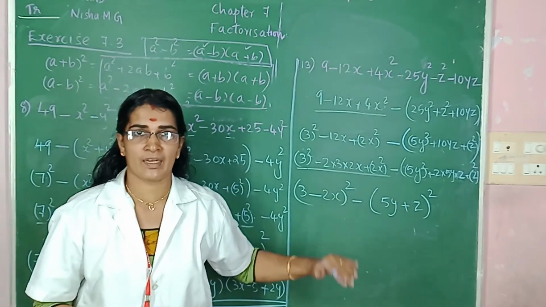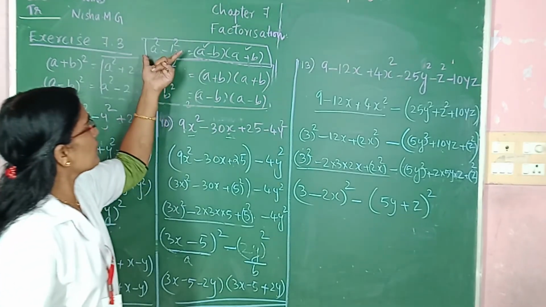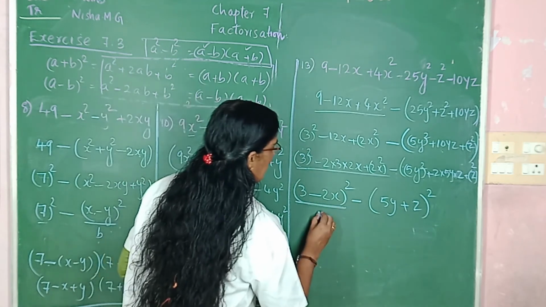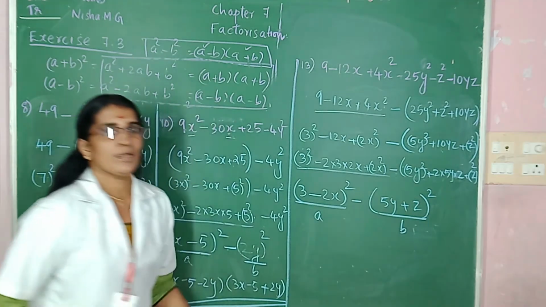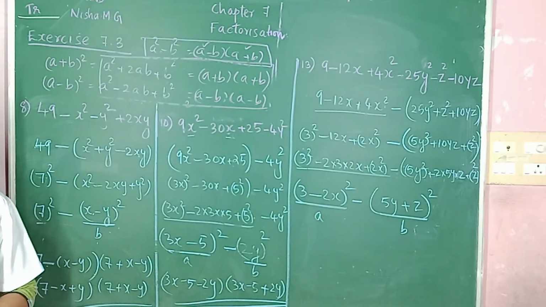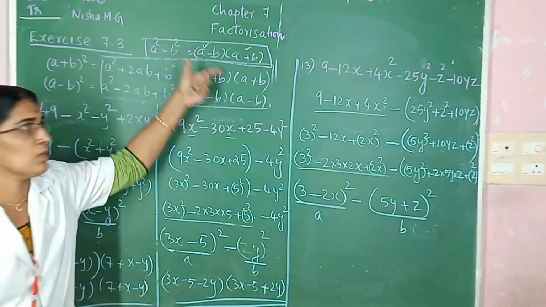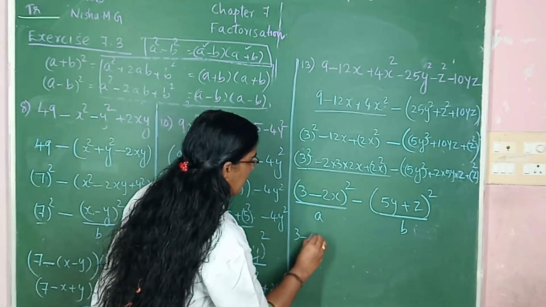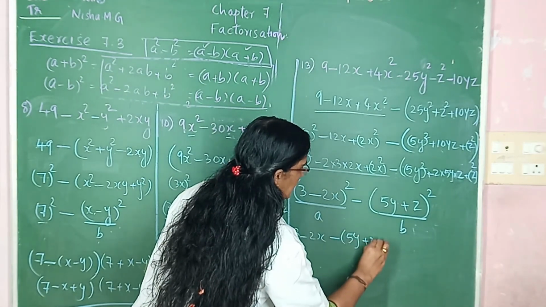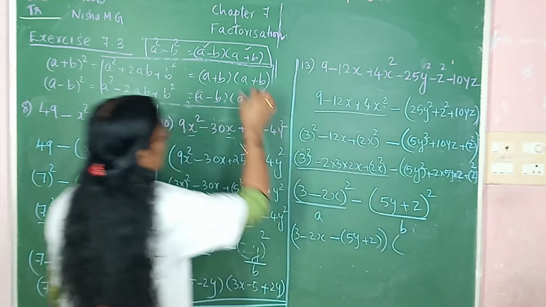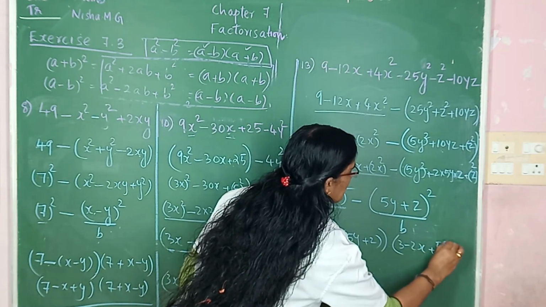Now we are moving to factorizing. So which identity we have to use? A square minus b square. What is a? 3 minus 2x. What is b? 5y plus z. Now we are going to factorize using which identity? A square minus b square. What are the factors? A minus b into a plus b. What is a here? 3 minus 2x minus. What is b here? 5y plus z. Second factor a plus b. What is a here? 3 minus 2x. What is b here? 5y plus z.